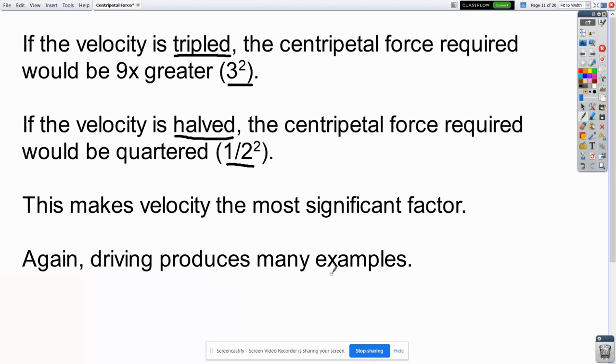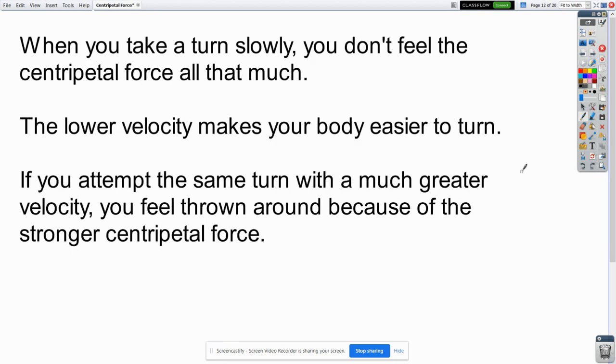And again, driving produces many examples of it. It's a great way of understanding physics. When you take a turn slowly, even a sharp one, you don't feel the centripetal force as much. If you go flying into that curve, on the other hand, you feel like you're being thrown around a lot more. The forces you experience are much greater because the centripetal force needed to turn your body is much greater. And again, that velocity has an even bigger impact than mass or radius does.